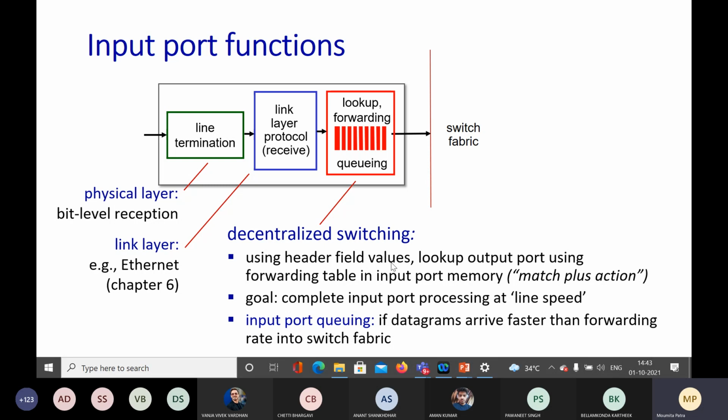Now if that is not possible, then queuing will happen. That means when datagrams arrive faster than the switch fabric can forward them to the corresponding output port, in that case we will have queuing at the input port.